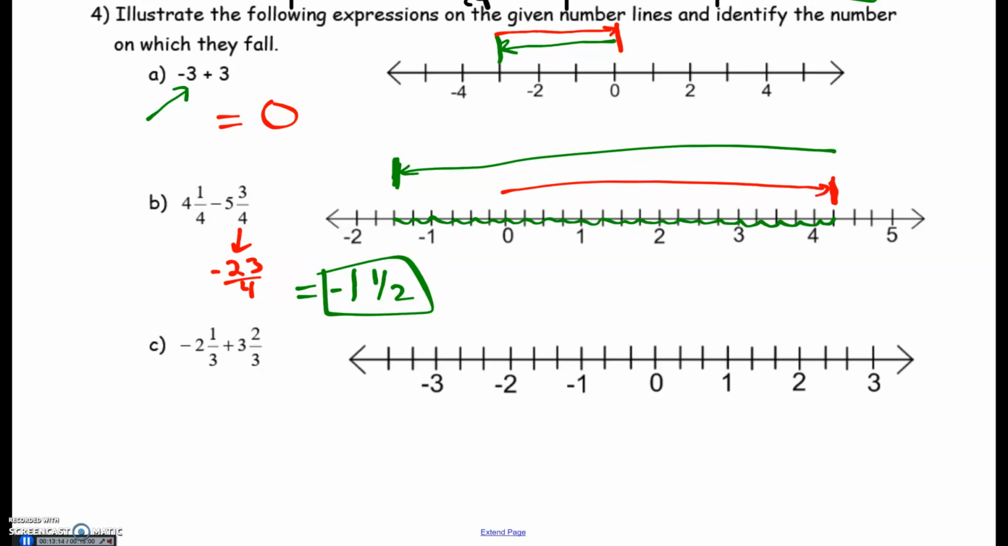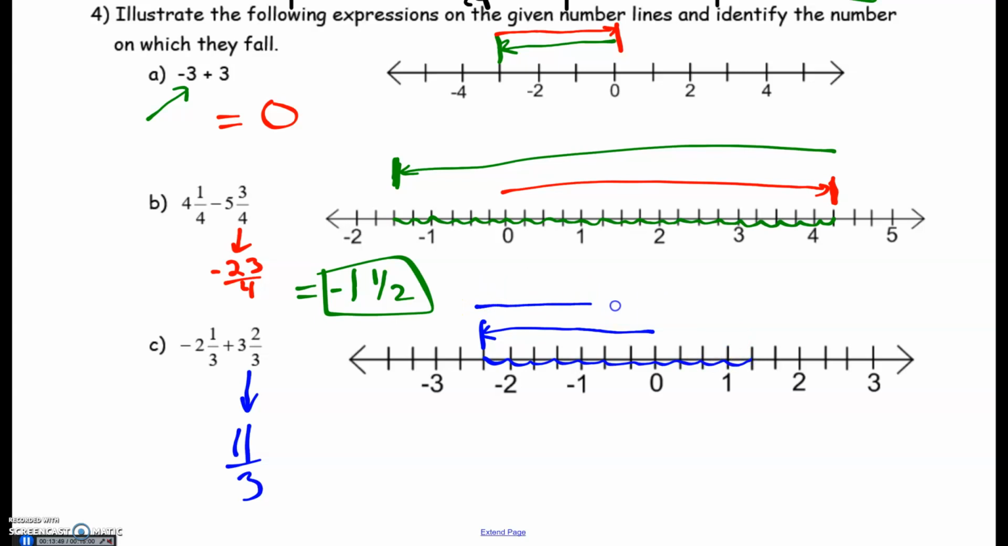Now on to letter C, same exact process. Started off with this blue line going from 0 to negative 2 1/3 because I realized each tick is increasing by 1/3 each time. Now I'm going to be adding 3 2/3, but if you're having trouble doing so, convert this into an improper fraction and we get 11 over 3. Since it's a plus 11 over 3, we're going over 11/3. 1, 2, 3, 4, 5, 6, 7, 8, 9, 10, 11.